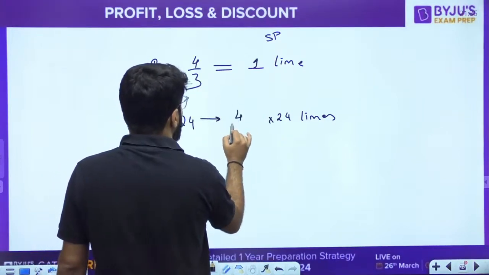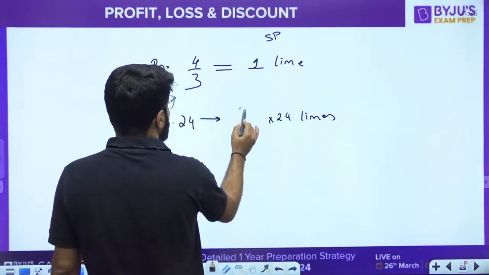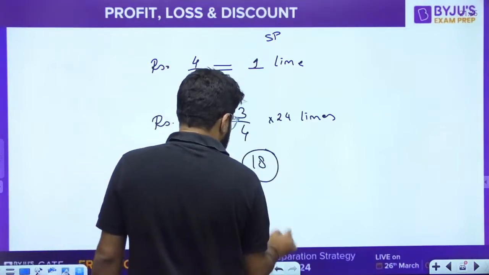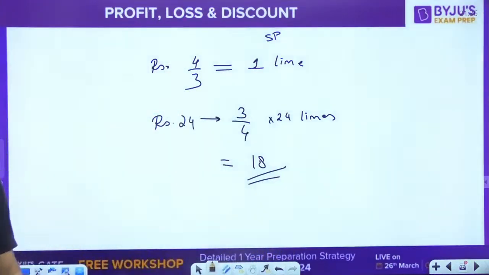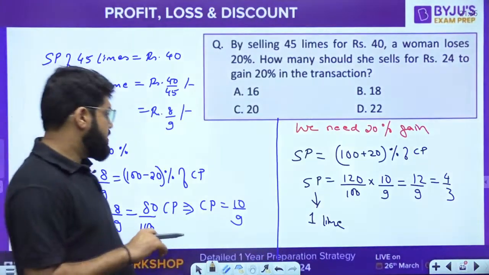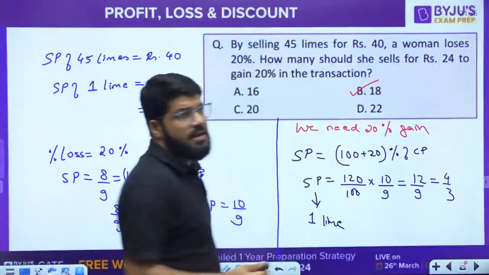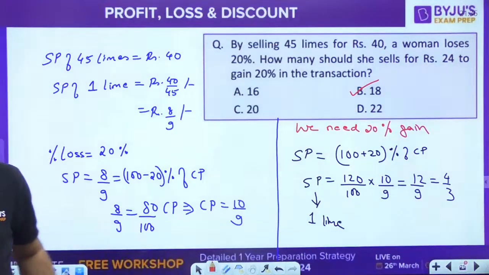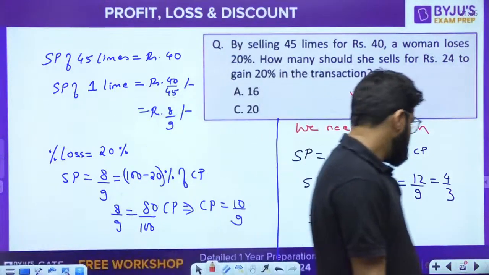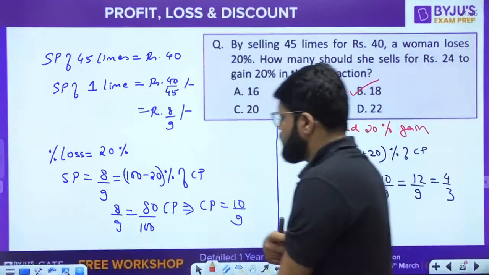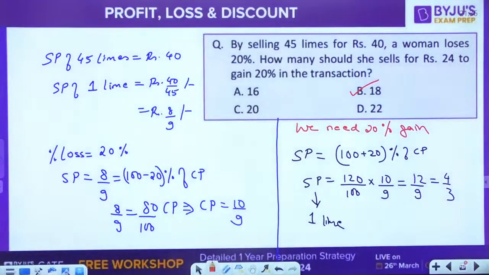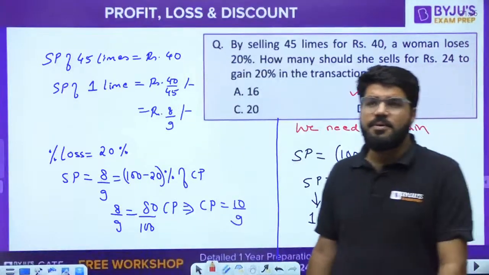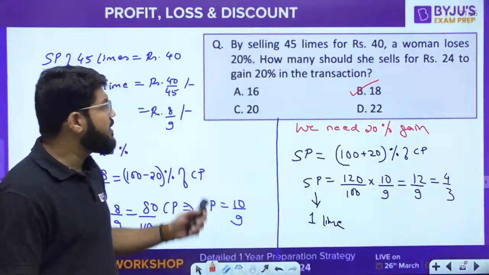So in rupees 24, how much will it be? In rupees 24 it will be 3 by 4 into 24, and that is 18. She should be selling 18 limes in rupees 24, option number B, so as to gain 20%. So the loss in the first case was actually 20%. So the correct answer is option number B, dear. Yes, option number B is the very correct answer.